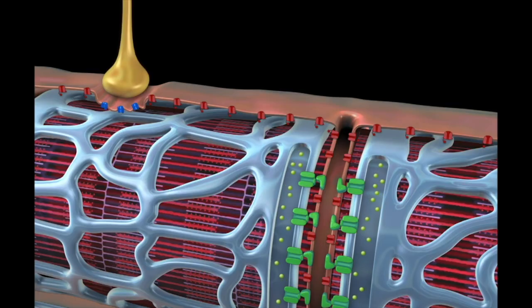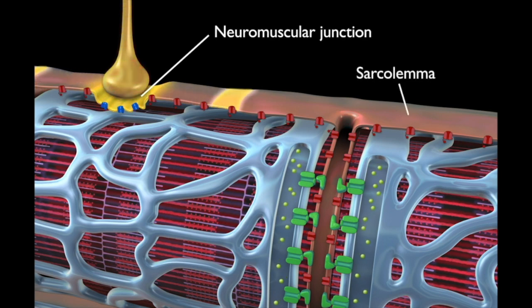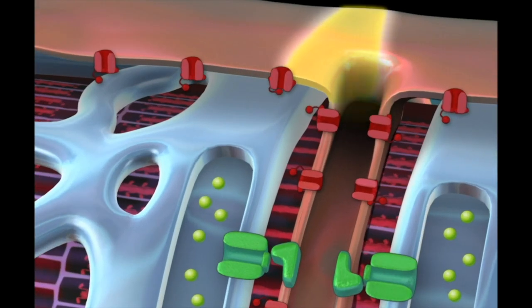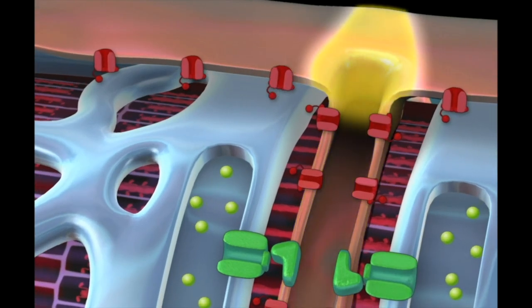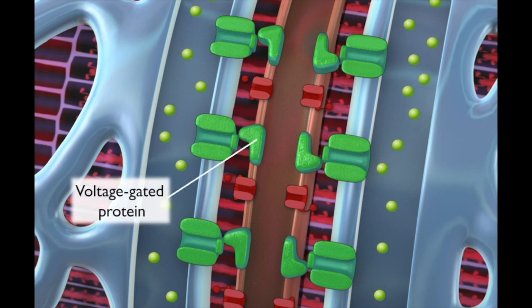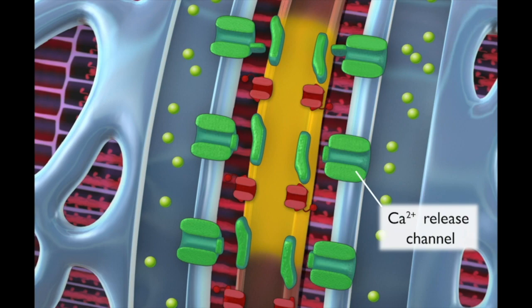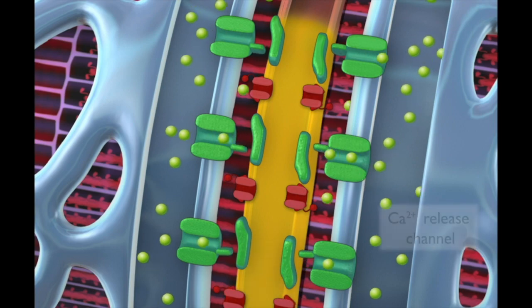Let's review what we have learned. Stimulation at the neuromuscular junction triggers action potentials that spread across the sarcolemma and down the T-tubules. In the T-tubules, the action potentials cause voltage-gated proteins to undergo a shape change that opens calcium release channels of the terminal cisterns.